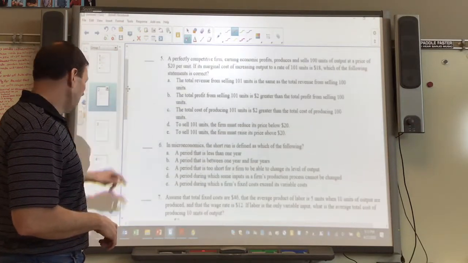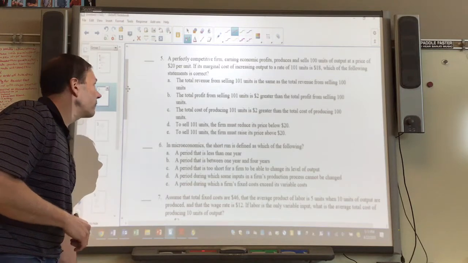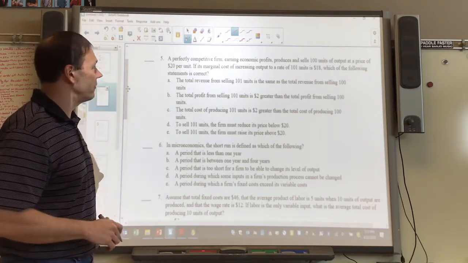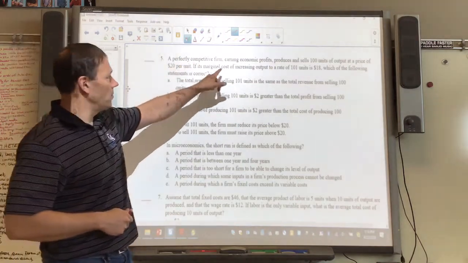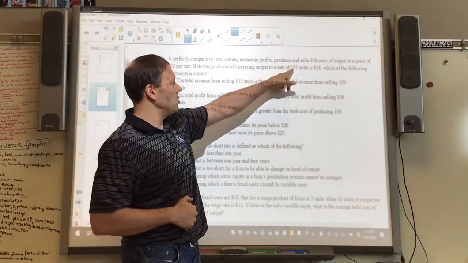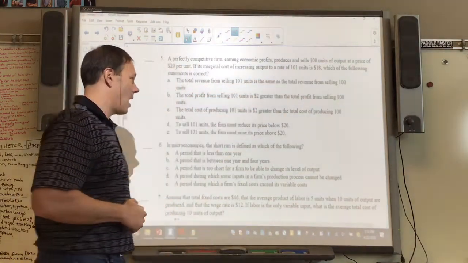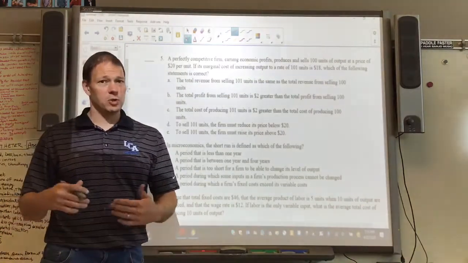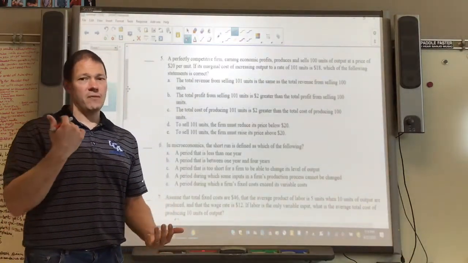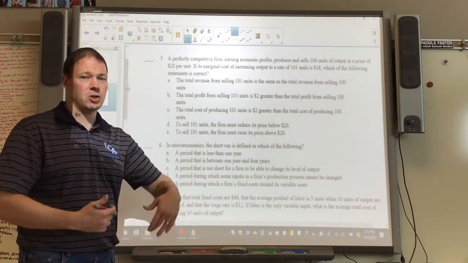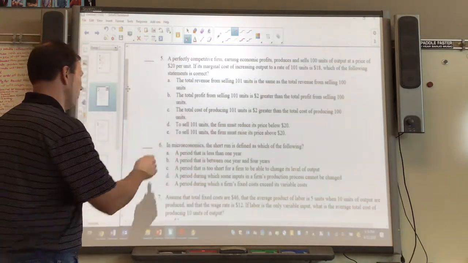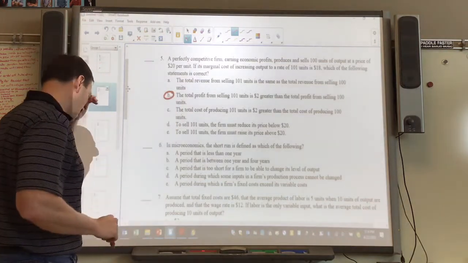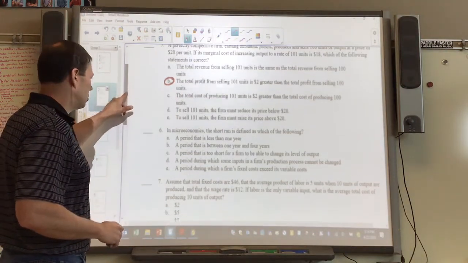All right, number five, you got a perfectly competitive firm and they're earning economic profits. They sell 100 units at a price of $20 per unit. If the marginal cost of making unit number 101 is $18, what's going to happen? Well, regardless of what your profits are before this, if it costs $18 to make the next unit and then you sell it for $20, you make an additional $2 from that, and so number five is letter B. You're $2 richer because you did that.